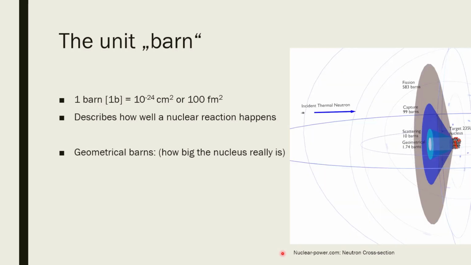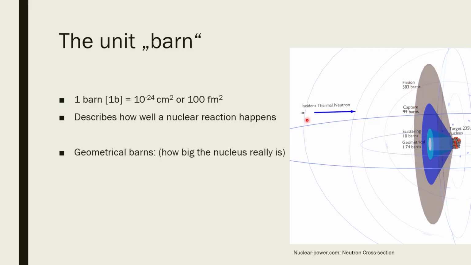So, let's get started. We will start with the unit barn, and a barn is defined as an area which is 10 to the power of minus 24 square centimeters, and it describes how well a nuclear reaction happens. If you look at this graph here, you will have different barns. For example, we have the geometrical barn, which describes how big the cross-section of the nucleus that you are trying to get a nuclear reaction with actually is. So for uranium, we have a geometrical barn of 1.74. But for a different reaction, this nucleus can appear larger, and this area that it then covers is described with another barn. For example, the fission barn.